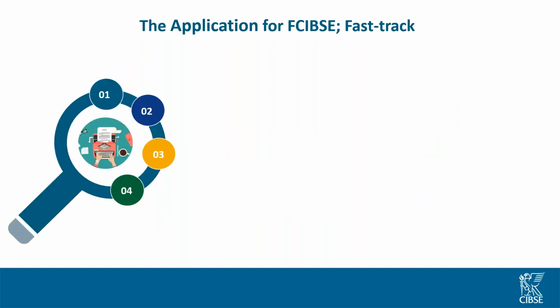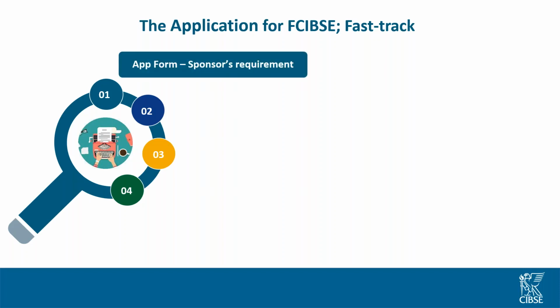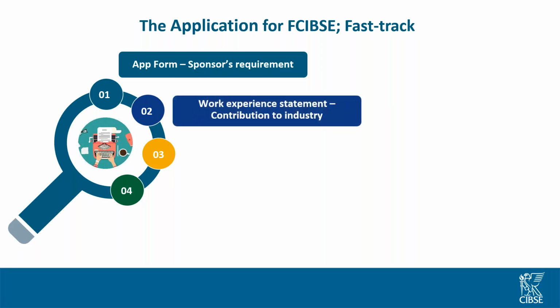The application process for the fast track route is much like the standard route in terms of what's required with documents. So you'd have your application form with the same sponsor requirements as I've mentioned previously. You would include your contribution to industry report. You do not need to refer to the 17 competencies as you would in the standard route, but it is useful to keep this on hand as a guide of reference. In terms of length, we would expect to see a minimum of 2,000 words.